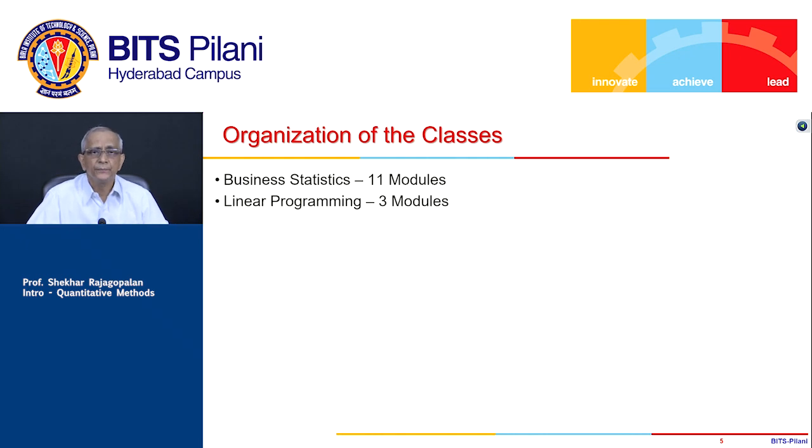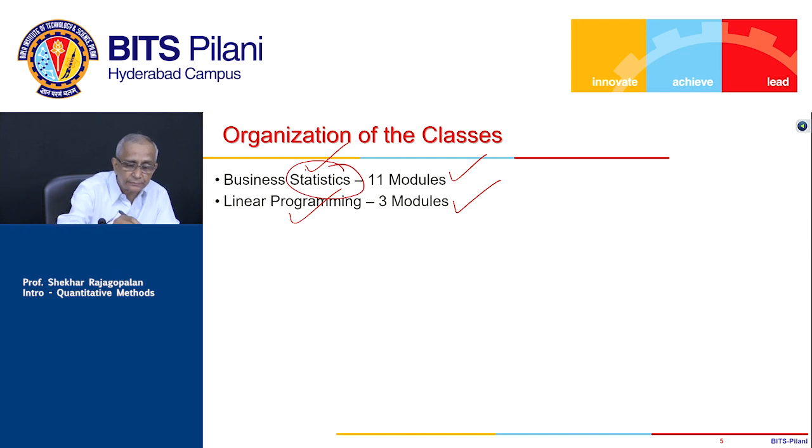As I mentioned earlier, this course can be broken up into two parts. One is business statistics and another is linear programming. And as you can see, there are 11 modules in business statistics, while there are only 3 modules in linear programming. And therefore, the main focus or the major focus of this course is statistics.